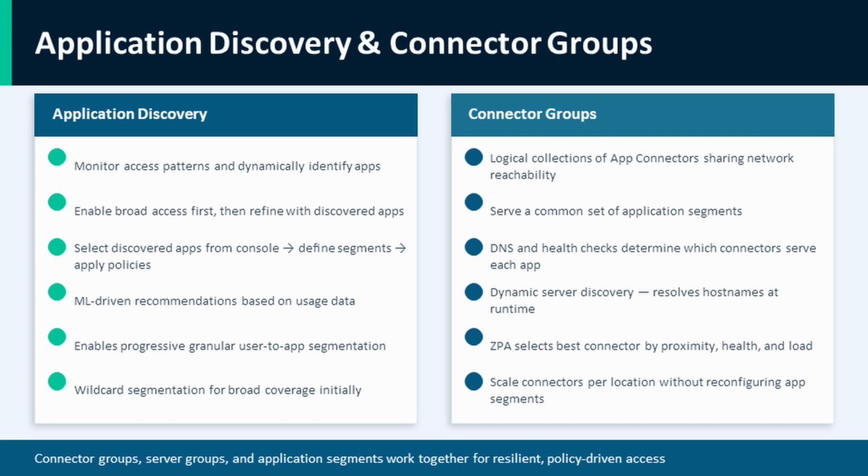Connector groups are logical collections of app connectors that share network reachability and serve the same set of application segments. Within a group, ZPA uses DNS and health checks to determine which connectors can serve each application. A feature called dynamic server discovery handles environments where IPs change frequently. The control plane selects the best connector for each user request based on proximity, health, and load. And because segments are tied to groups, not individual connectors, you can add new connectors to a group without touching your application segment configuration at all.